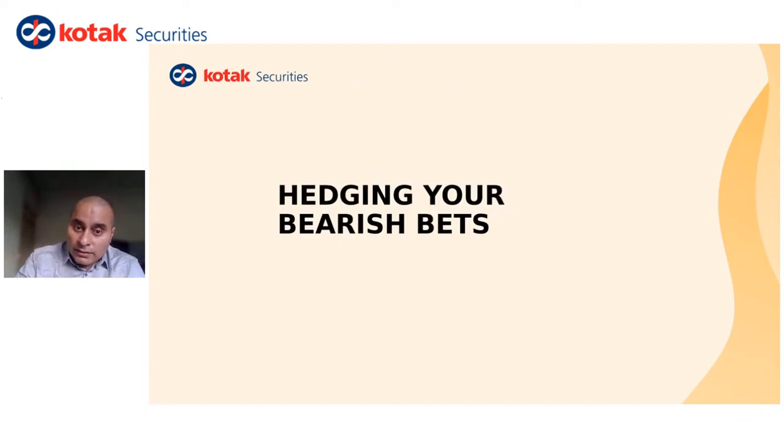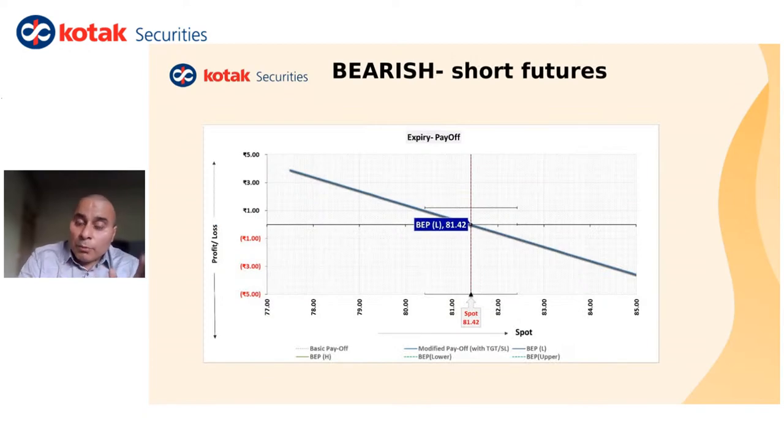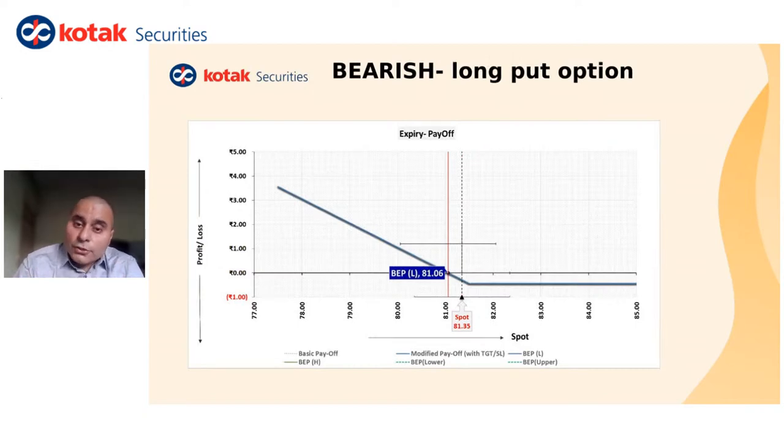Let's now consider bearish bets. As you can guess, if bullish bets are through calls, then bearish bets will be through futures, through puts in options, right? So a straightforward bearish dollar view is that I go short futures. In that, like in long futures, there is unlimited risk and unlimited gain, which is not advisable. So it is better that you convert it into an option trade.